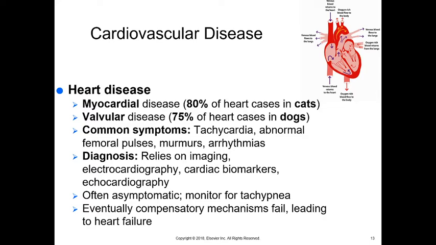Cardiac biomarkers: when the cardiac tissue starts to die, it releases enzymes into the bloodstream. And if we take blood looking for those enzymes, we can understand if the heart tissue is dying. And that can be really helpful, especially for diagnosing early heart disease in cats. Echocardiography is using an ultrasound to actually look at the heart beating. And if we're using it correctly, we can also use it with a color Doppler to see how the blood is flowing through the heart as well.